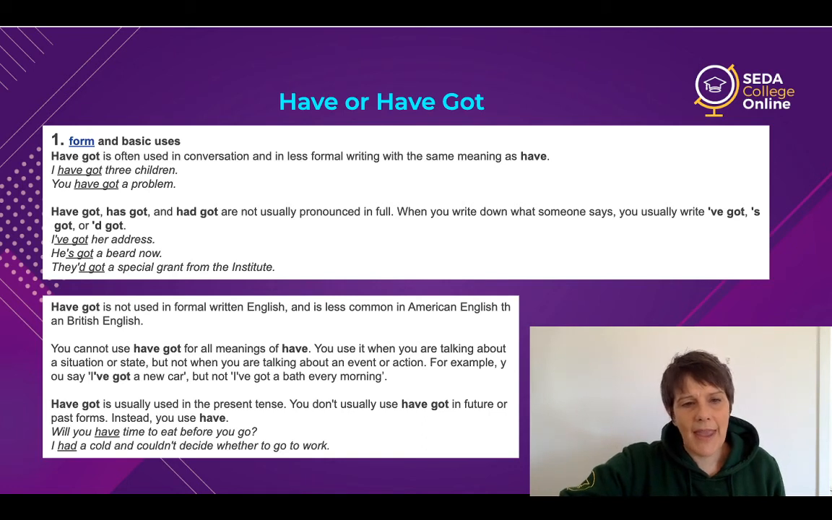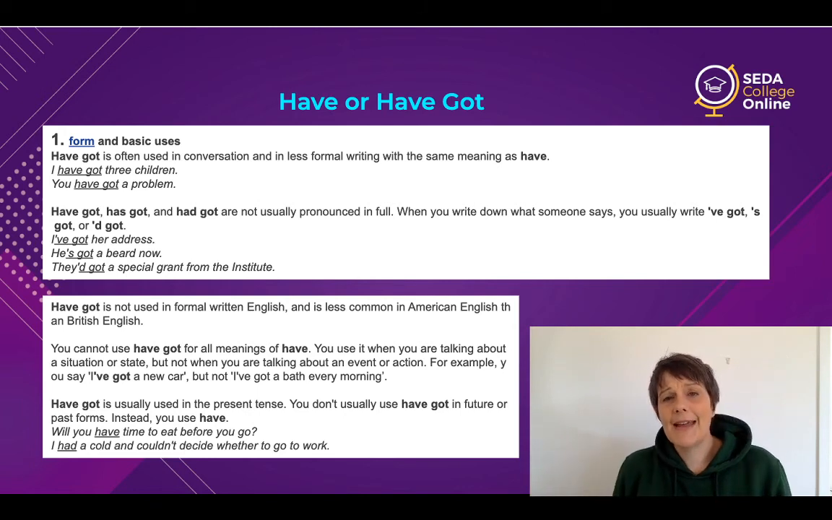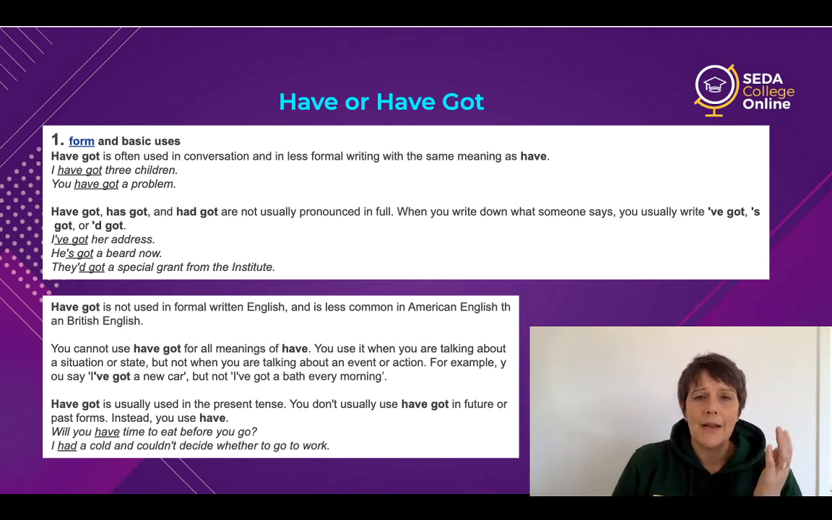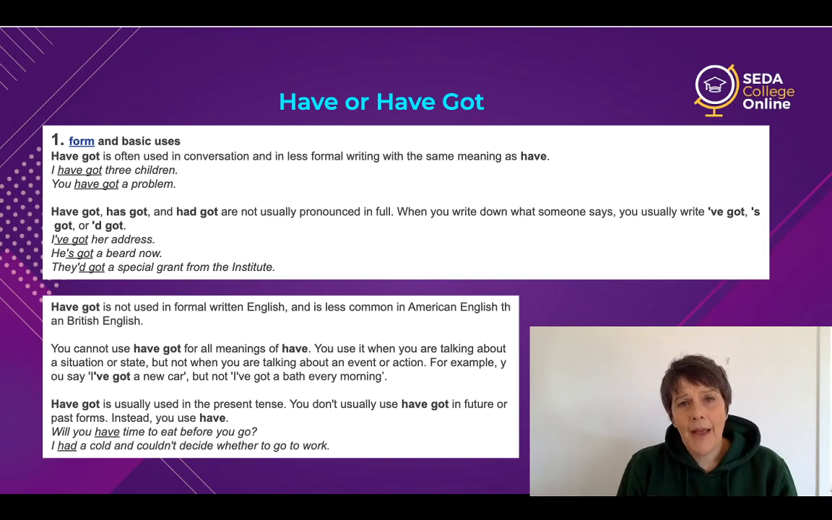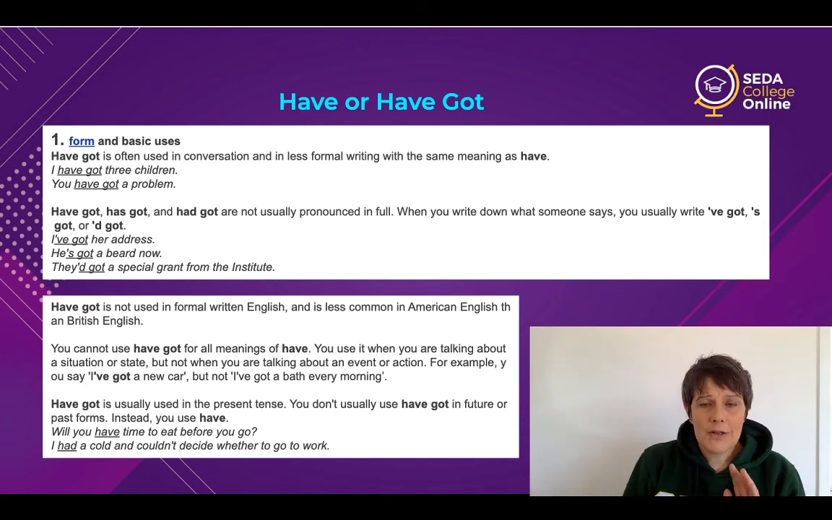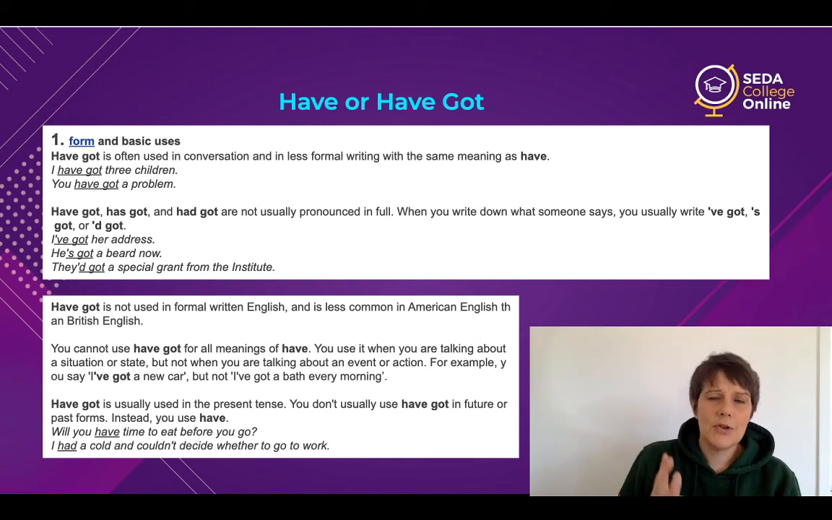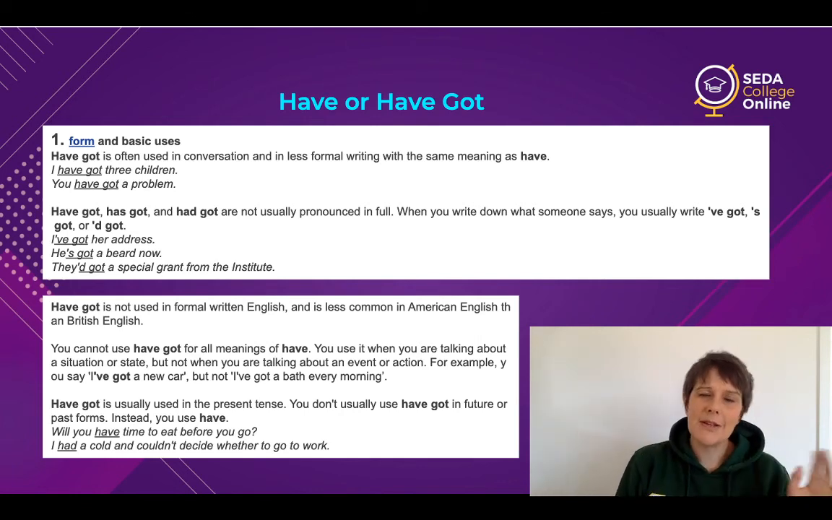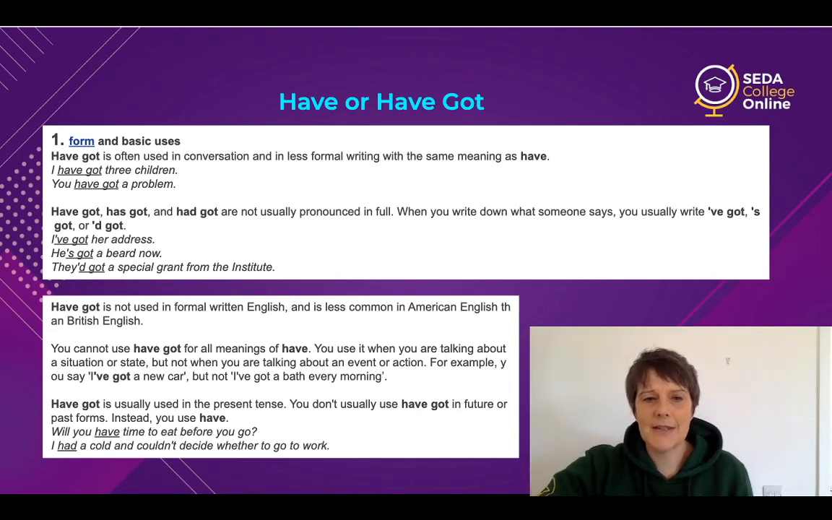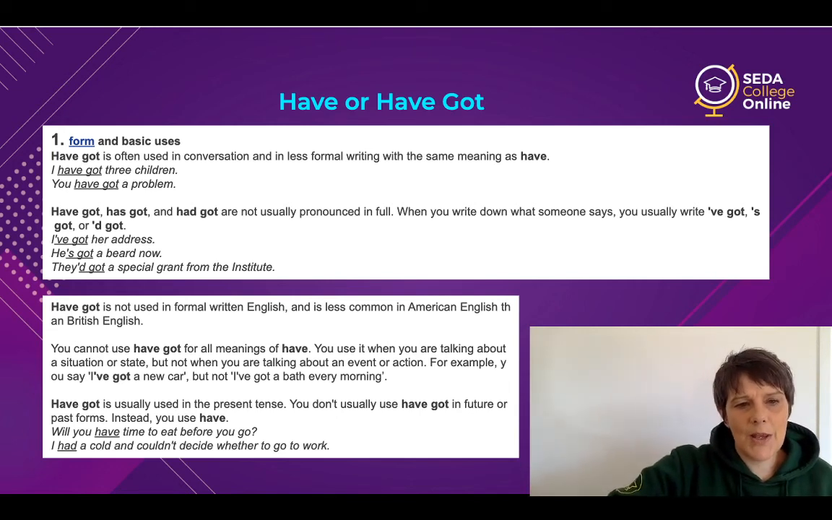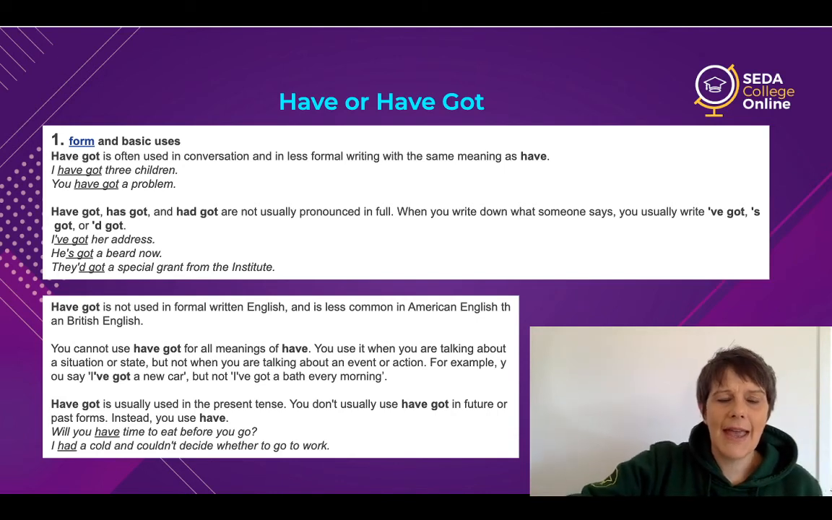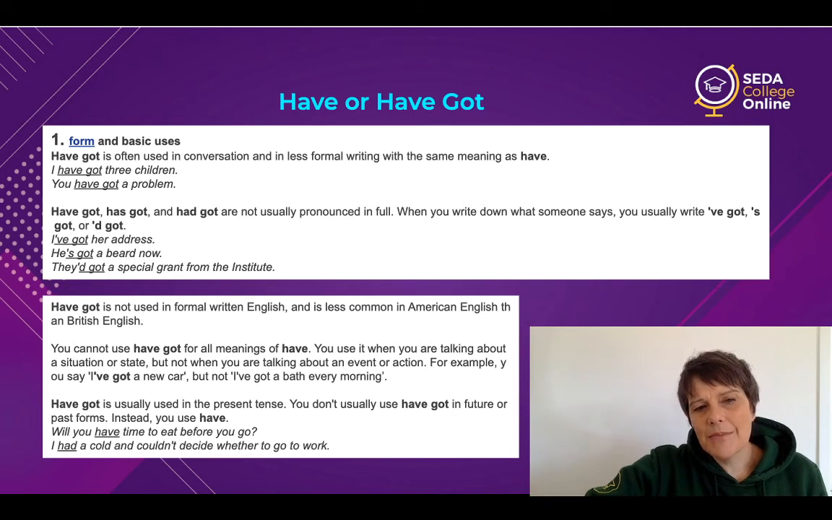So we don't say, will you have got time to eat before you go? We'll say, will you have time? And I think really that's because we like to have two parts. We like to have our auxiliary and our main verb. And so basically, have got or do you have. So have you got, do you have. We've got two options of that. It's just a bit of variety for us. So will you have time to eat? Or I had a cold and I couldn't decide. You can't say I had got a cold. Well, sometimes you do.